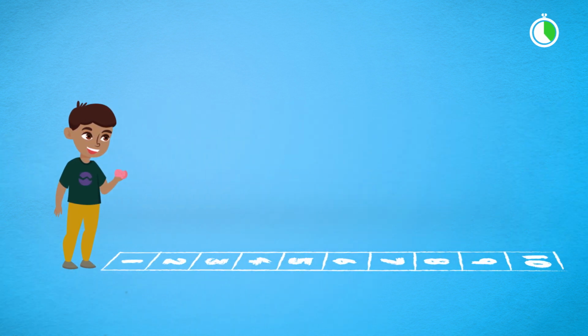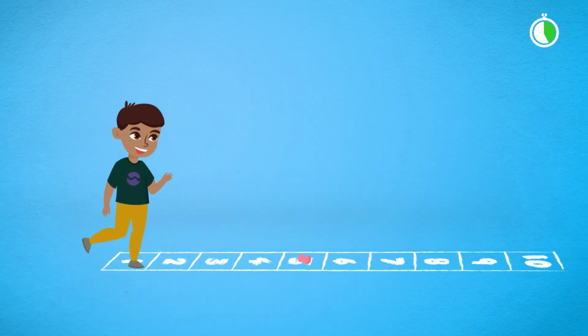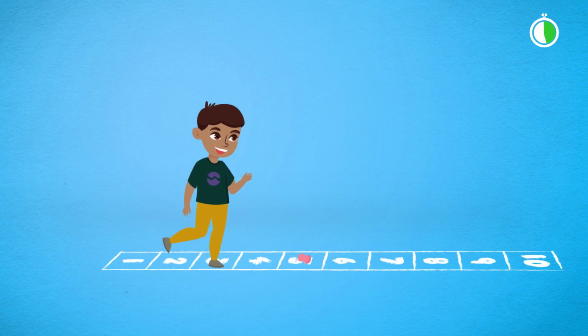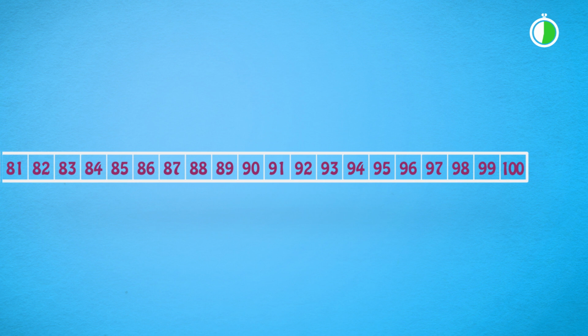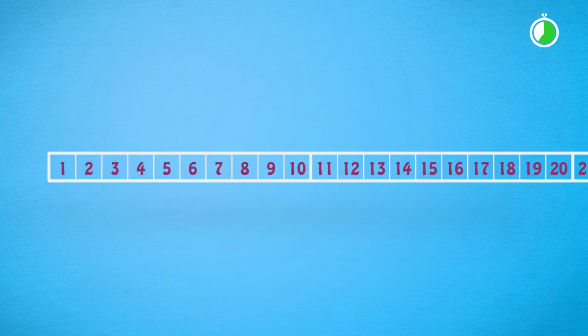Try introducing this model by having children hop along a track marked on the floor. There are many different games you can play on a number track. Eventually, you can write numbers on a large strip of paper. Use this strip to talk about the position of one number relative to another.